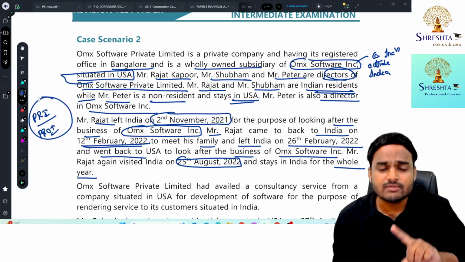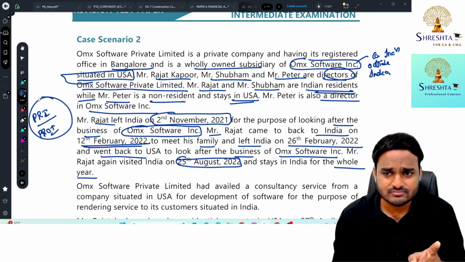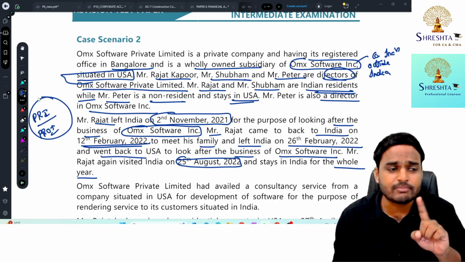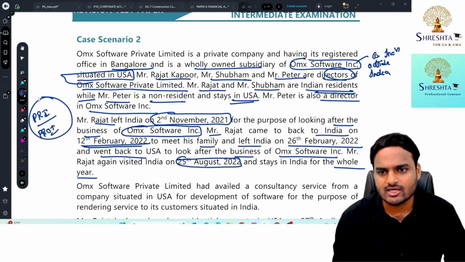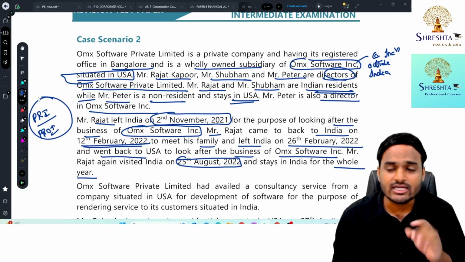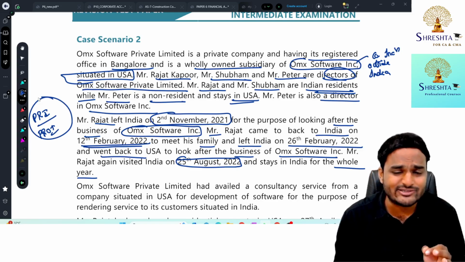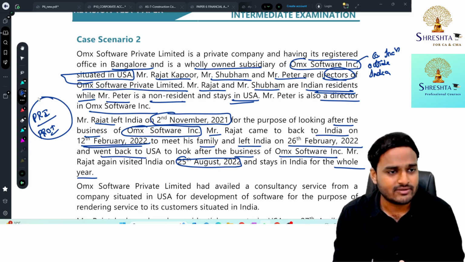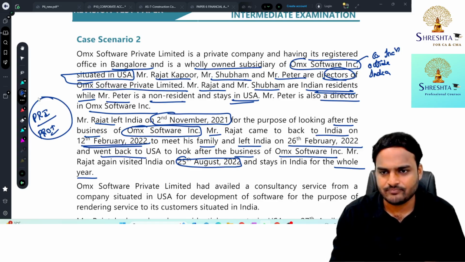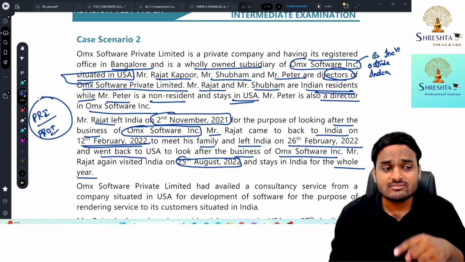His period of stay in the preceding financial year shall be more than 182 days. Yes or no? In the preceding financial year, if his period of stay is more than 182 days, then we can call that person as resident in the current financial year. Understood? But there are some exceptions.